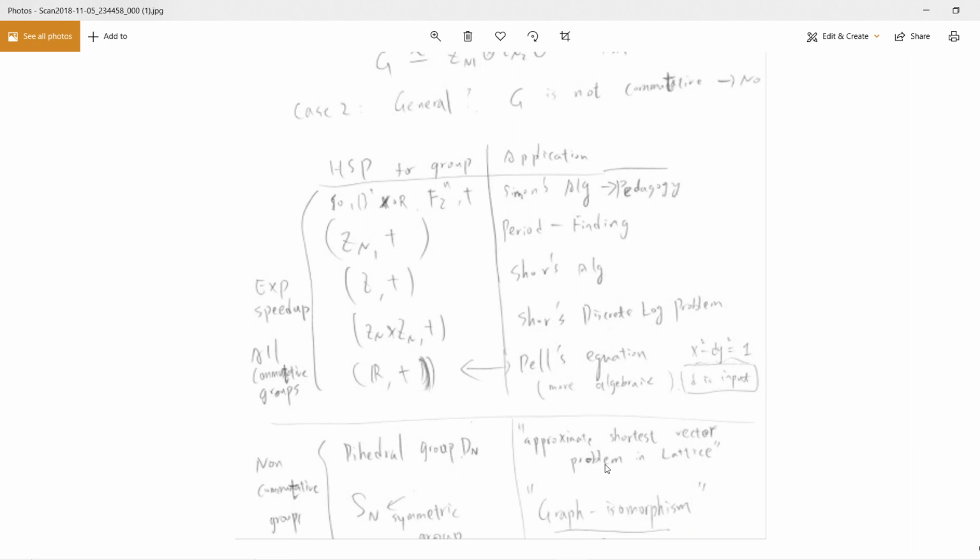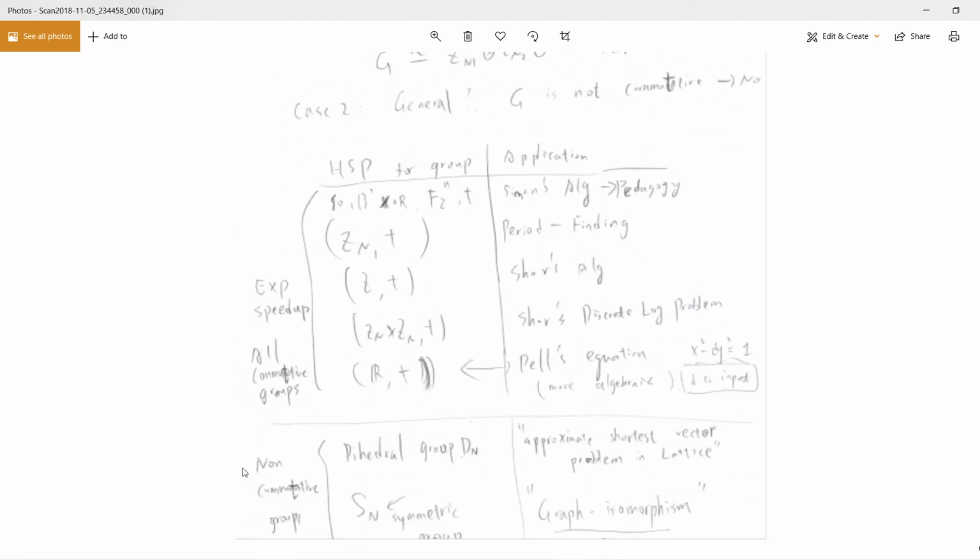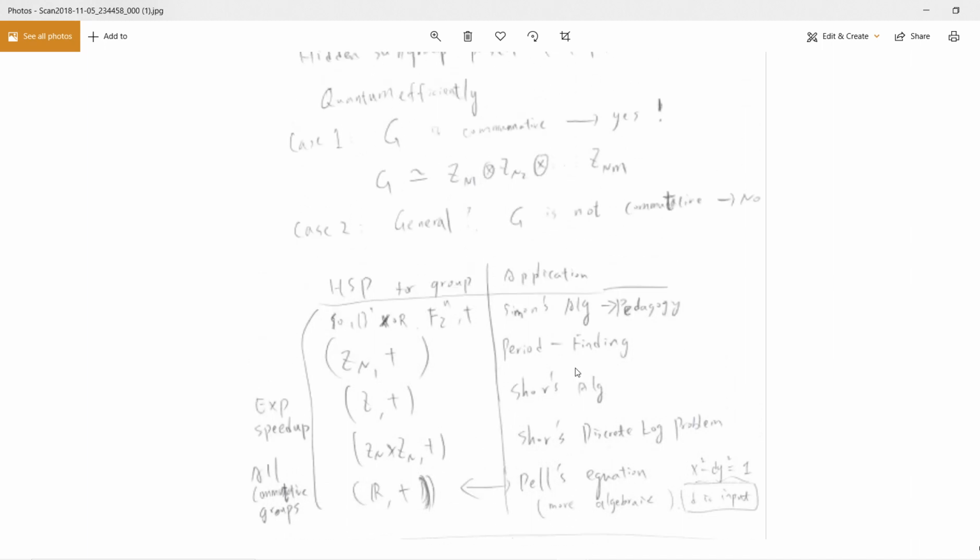People think graph isomorphism is not NP-complete, but it's already really difficult; graph isomorphism is very close to general NP-complete. But up to now we don't have a good quantum algorithm for solving the dihedral group and the symmetric group. Actually, for any non-abelian group, we don't have good results.